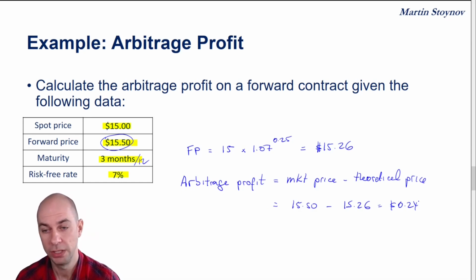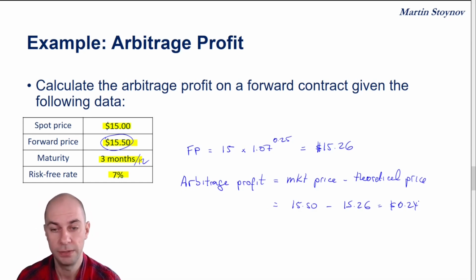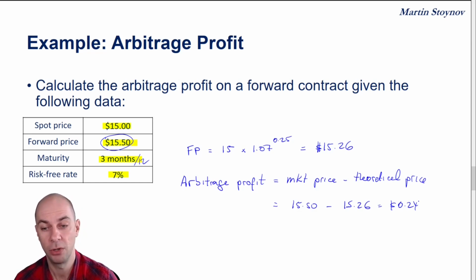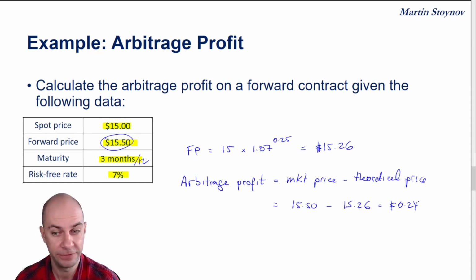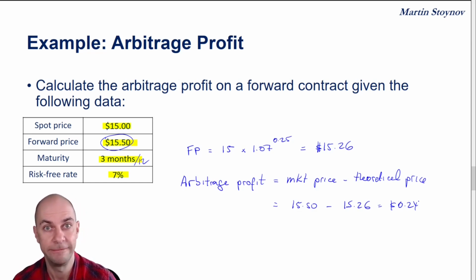When the forward is overpriced, we should be using a cash and carry arbitrage strategy, my friends, which means we are going to be shorting the forward at $15.50, but we're going to be borrowing today $15 at 7% for 3 months and purchasing that asset and then carrying it for 3 months and delivering it at the overpriced forward agreement at $15.50, repaying the loan, and thereby keeping an arbitrage profit, a riskless profit of 24 cents.